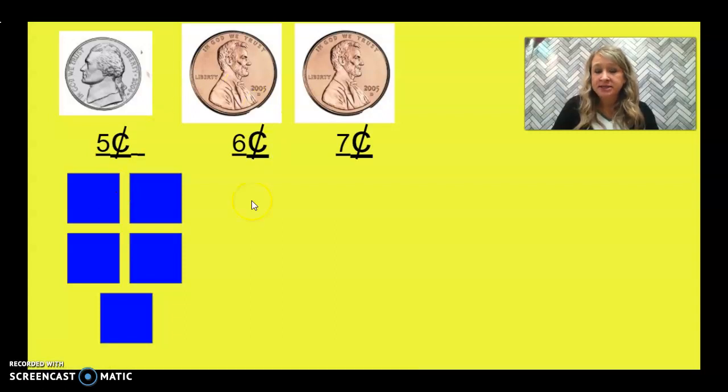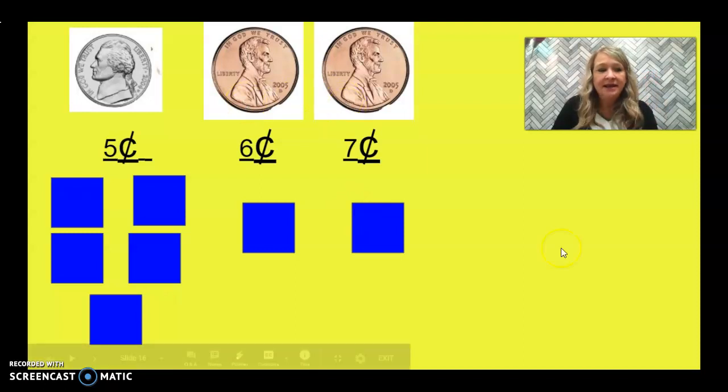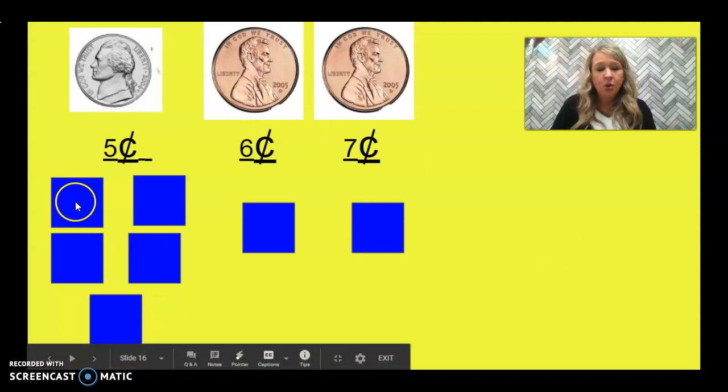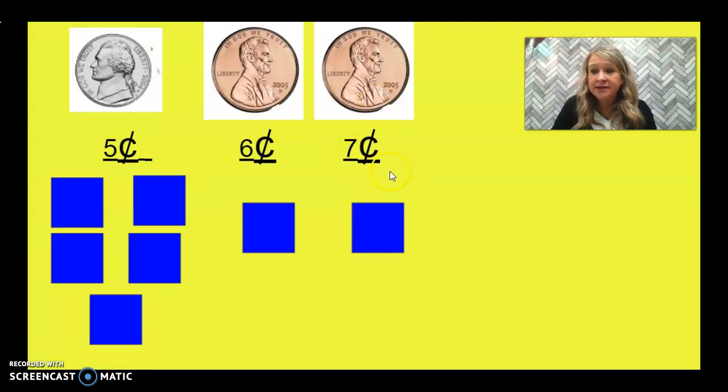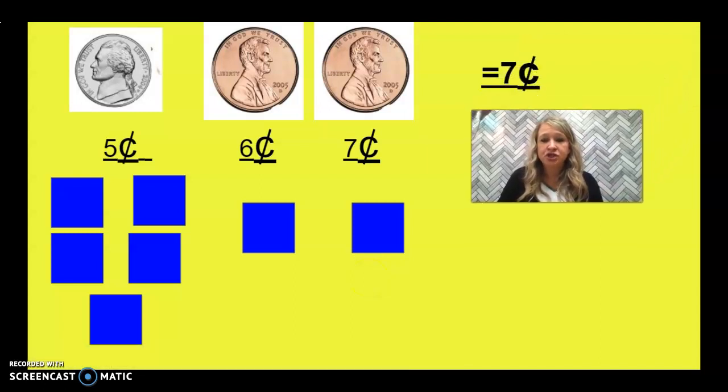Now, how many units am I going to put under this penny? 1. How many units am I going to put under this penny? 1, because each penny is worth 1 unit. Now let's count our units. 1, 2, 3, 4, 5, 6, 7. Well, looky there. Isn't that how much money we have? 7 cents, 7 units are the same. 7 cents is how much money we have.